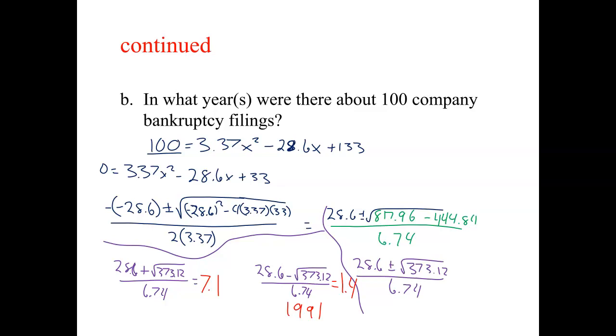So, 7 years after 1990, 1997. So in both of those years, there were 100 bankruptcy filings. Okay, so remember what X represents, and then how do we apply it? It's not in the year 1, it's in the year 1991. The year 1997. Alright? Any other last minute questions, comments, concerns, queries, or no? Okay. Your math lab is short.